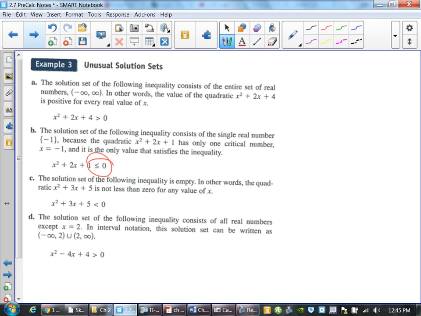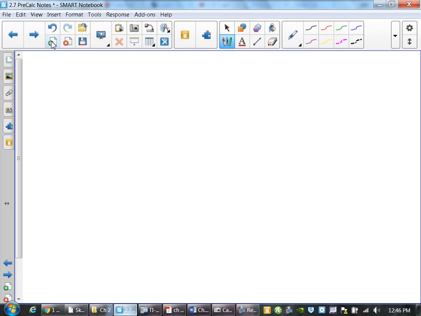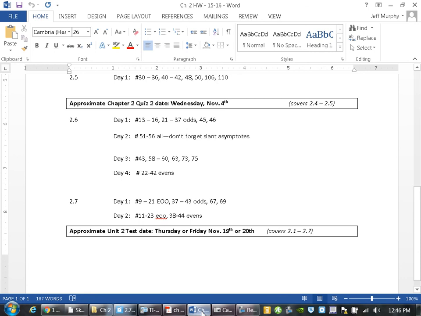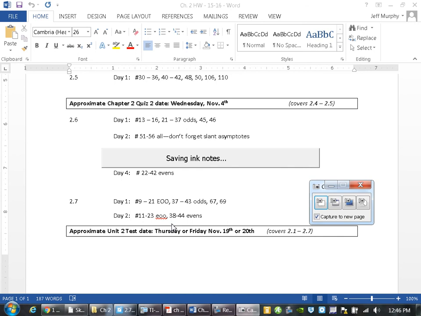Just pay attention to your signs. If it's a greater than or equal to, less than or less than or equal to, that way you know what to look for. The homework stuff then, what was it? 9 through 21, every other odd, and then 37. You know what? Because we didn't do any of the rational stuff, why don't we just make it the 9 through 23 odds, okay?